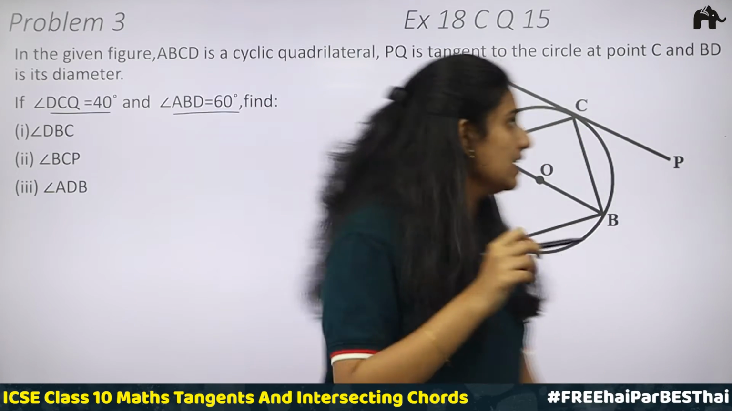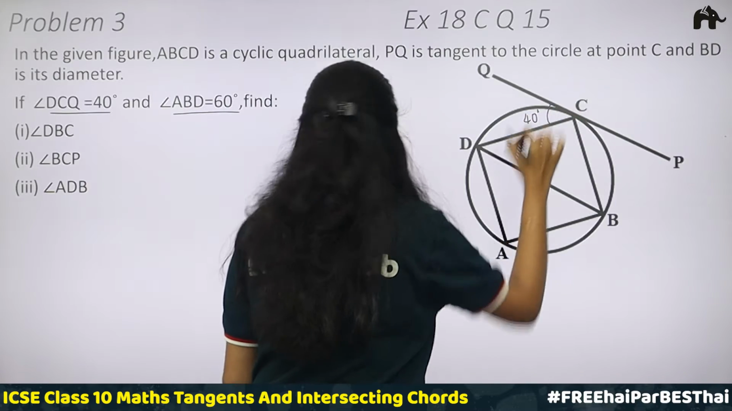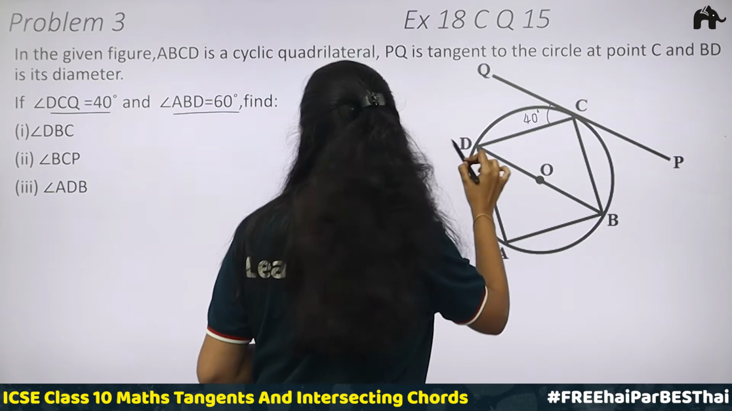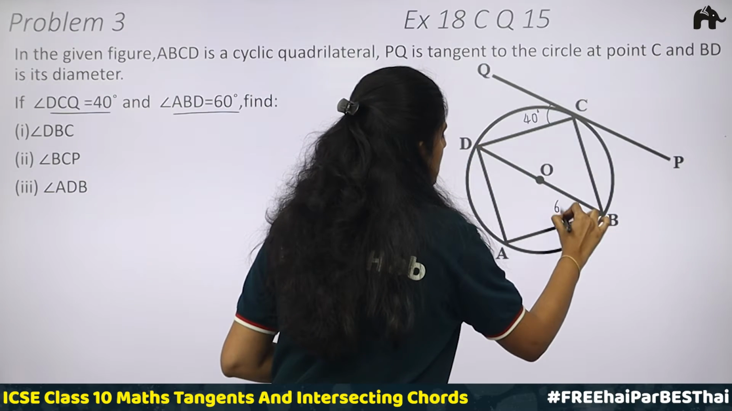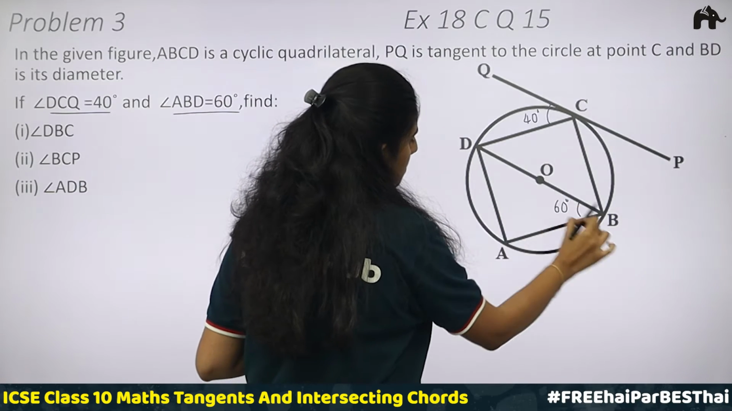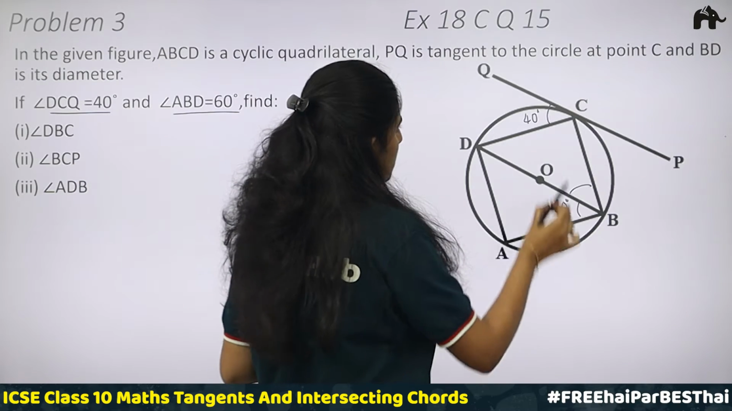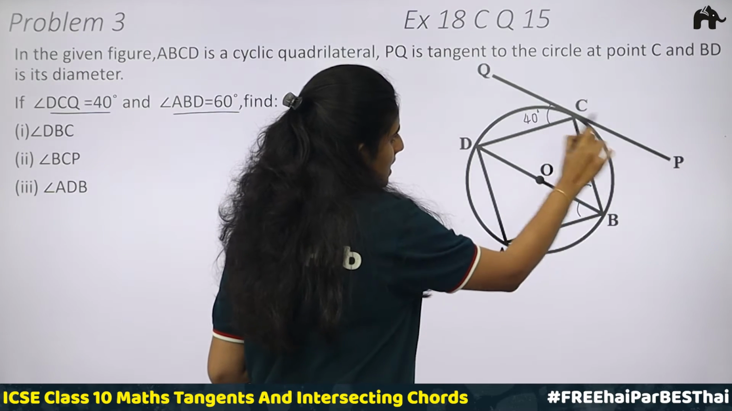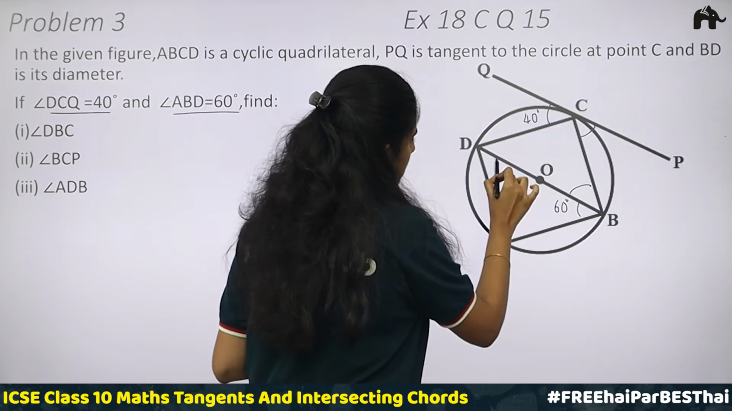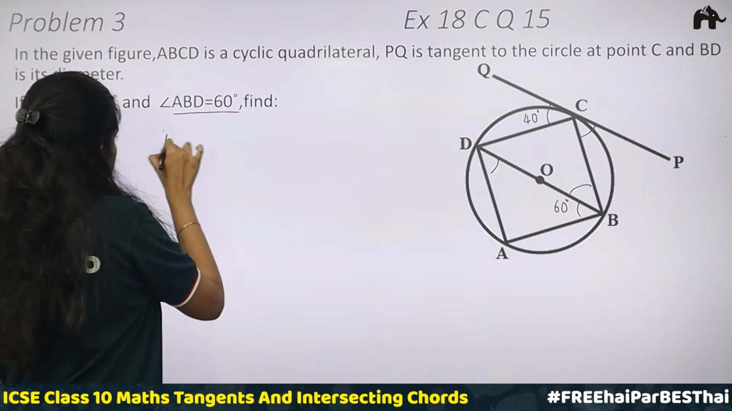DCQ. This angle is given, which is equal to 40 degrees. Then ABD is given, which is 60 degrees. Then DBC. First we have to find this angle. Then BCP, this angle. And ADB, this angle. Okay. First let us find DBC.